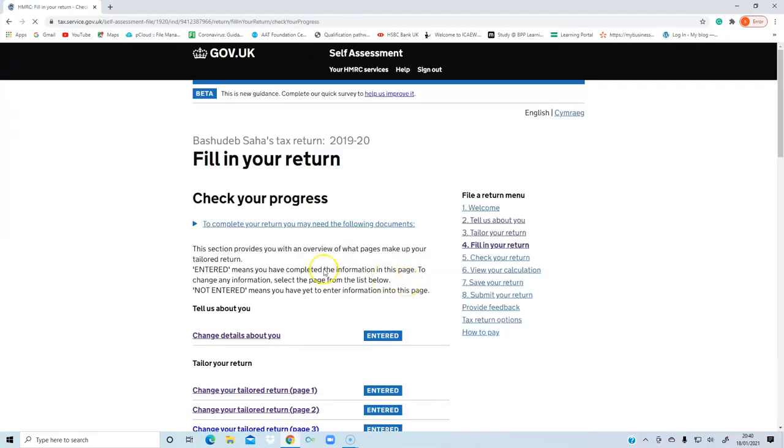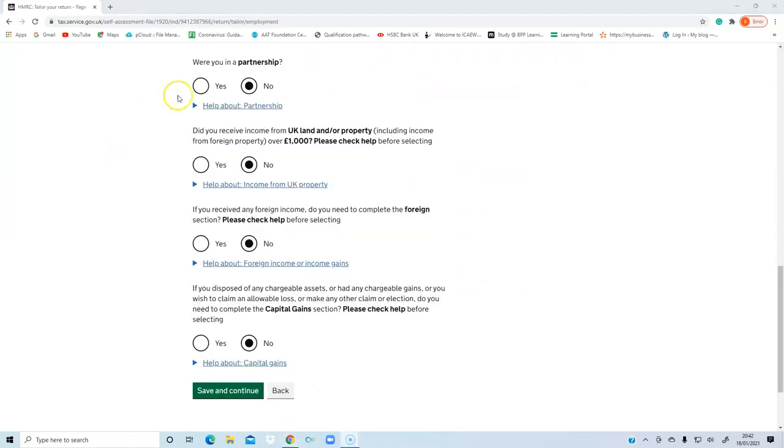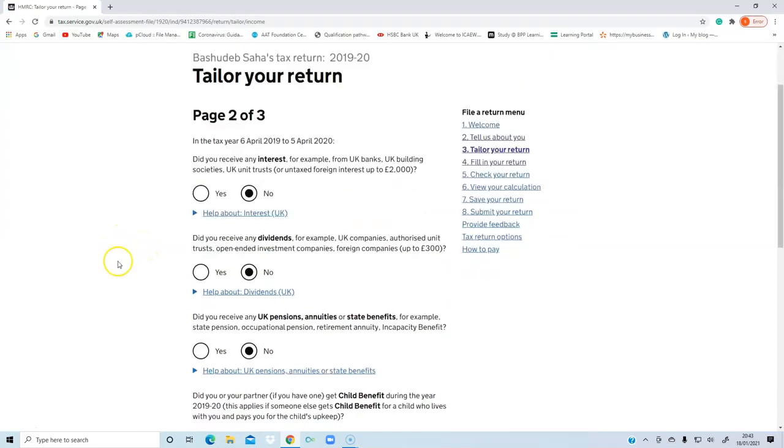The first question they're going to ask you, self-employed business. Were you in partnership? The answer is no. Did you receive any income from land and property? If you have a property in the UK, you might say yes, then you have to enter the information, how much you're getting from the property. If not, the answer is no. Then it will ask if you received any foreign income, no. Any disposal of chargeable asset that is relevant to your capital gains tax? If it is no, it is no. Then it will take you to the next page.